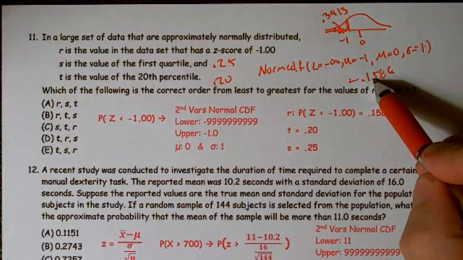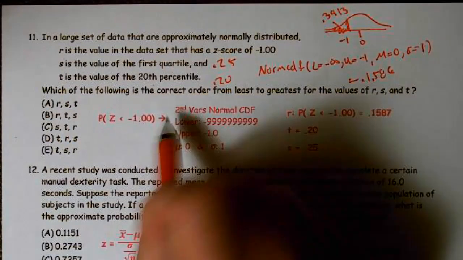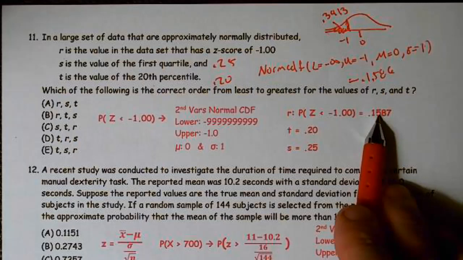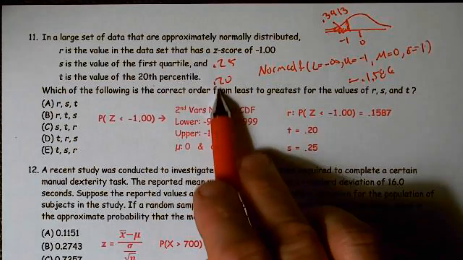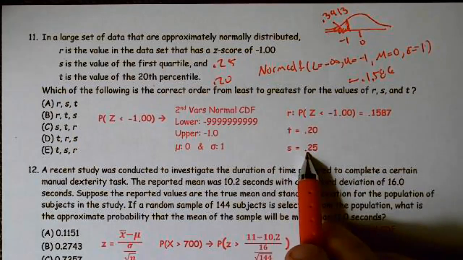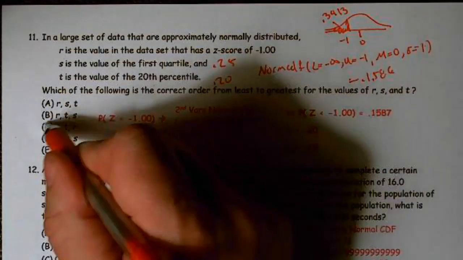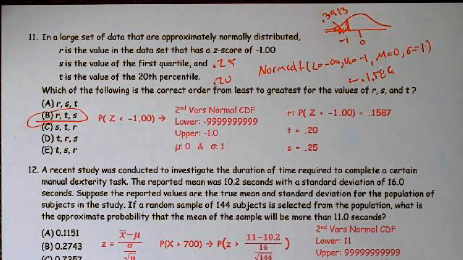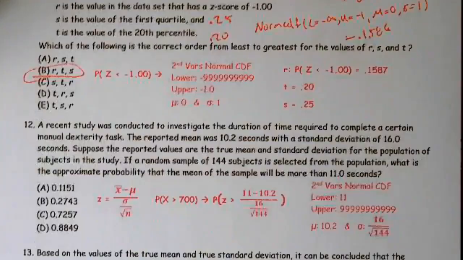So 15%, that's my smallest. And they asked, which is it from least to greatest? So R is my smallest at 0.1587. T is 20%, followed by S. So RTS is right there. Okay.